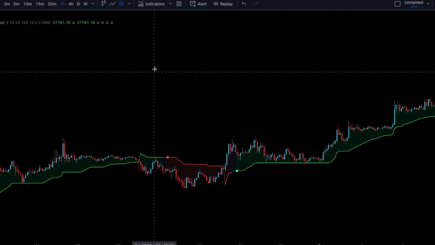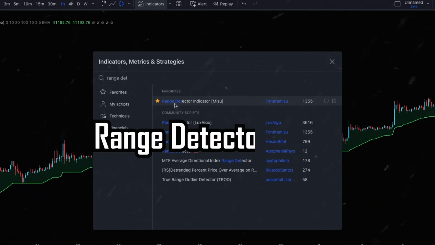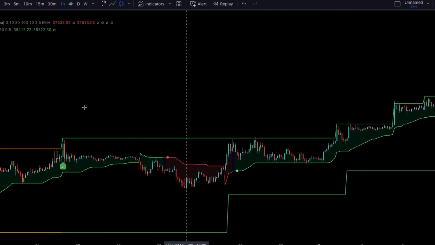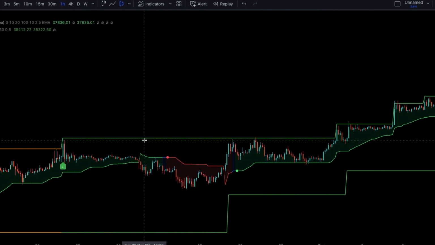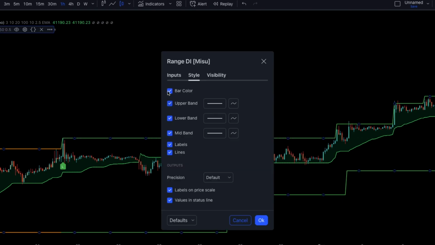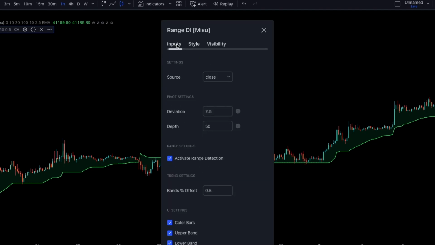So now let's go and get our directional indicator. So head back over to the indicators tab, and for the second indicator we're going to need the range detector indicator. Now once loaded, it's going to look like this, so we need to make some adjustments in the settings. So double click on the range detector. We're going to uncheck all these boxes apart from the bar color. Then head on over to the inputs, and we're going to change the depth from 50 to 10.